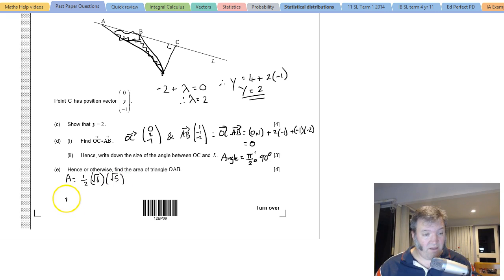So the area is going to equal root 6 by root 5 is root 30 over 2. And there's no nice perfect square that's a factor of that. I'm just going to write it as a half root 30 because I think that just looks a bit easier, but you can write it as root 30 over 2, whatever you like.